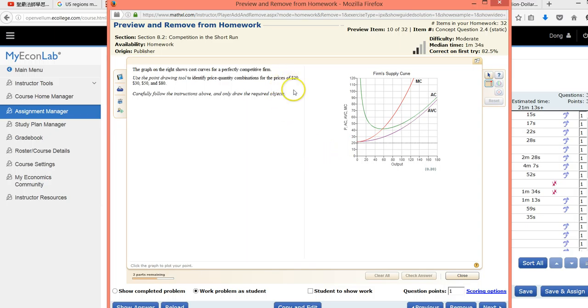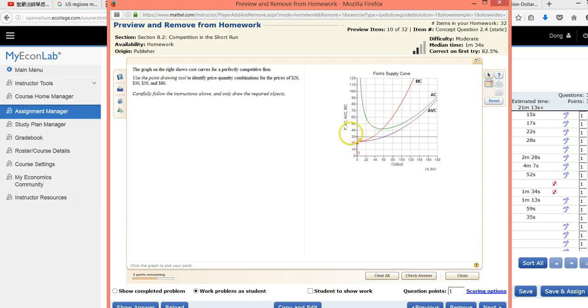So the first price is $20. For the $20, it's some point right here, so it's 20, 0. The price is 20, and this seems to be crossing the vertical axis at $20. So that means the quantity is 0 with that price, and the second price is $30.